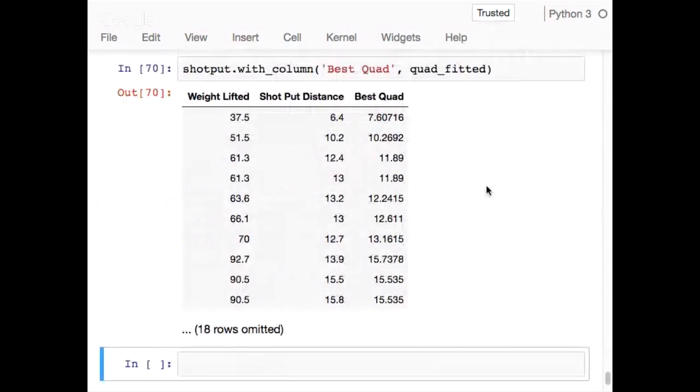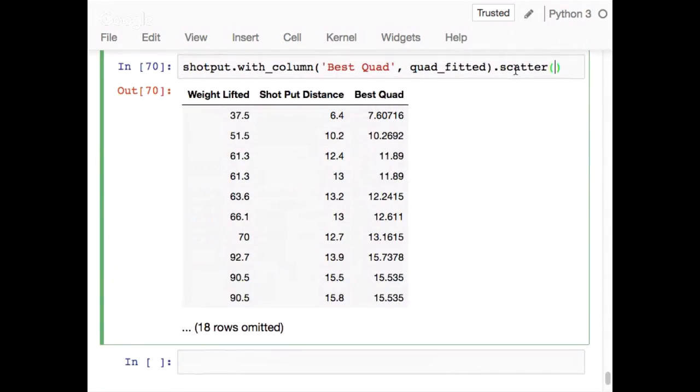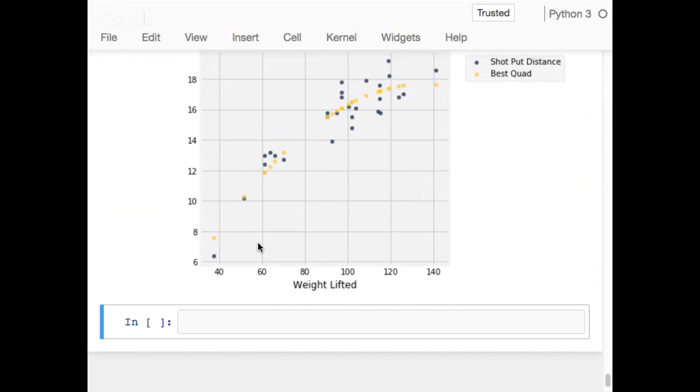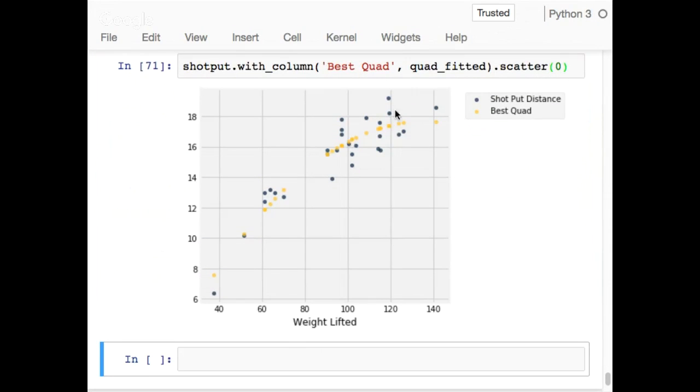Thank you, Andy. All right, now let's scatter plot this. Scatter plot the weight lifted, and what do you know? We get here a curve.